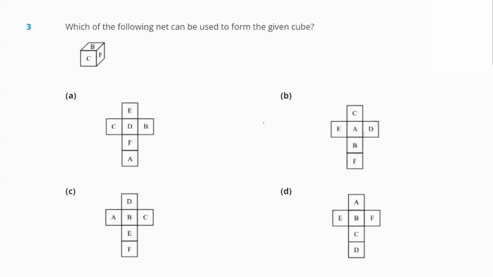Which of the following nets can be used to form the given cube? So in this we are seeing that B is with F and C. In this it is with F but not with C, so this will be a wrong answer. In this it is with F but C is that side, so wrong answer. In this B is not with F, it is far away, so this is also a wrong answer. B is with C and with F, so this is the correct answer. So our answer D is the correct answer. Moving on to the next question.